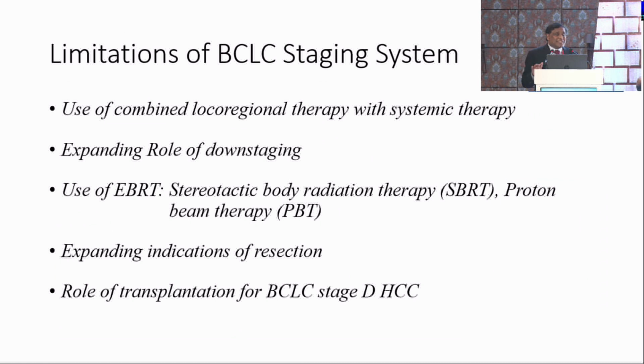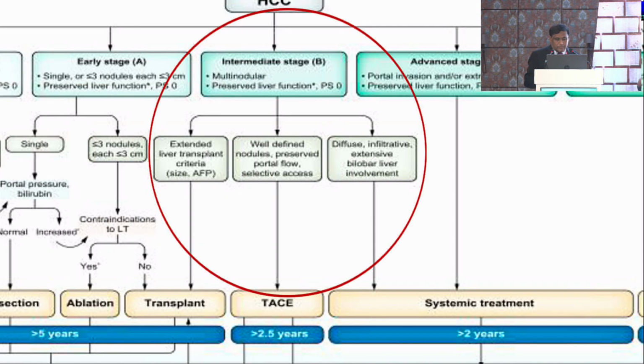So the BCLC staging system is not the best. However, that's what we have. It does not give any information about different combinations of local treatment. It doesn't give much information about the extensive role for downstaging or resection. And what about radiation beam therapy? Nothing is included there, including the expanding role for transplant in various stages, which is not well defined.